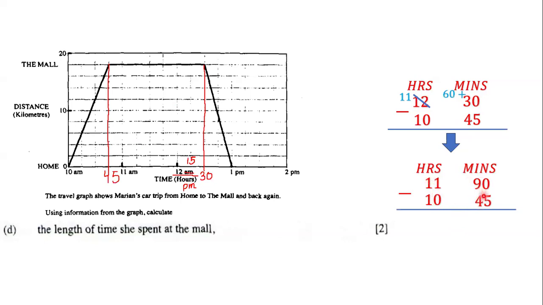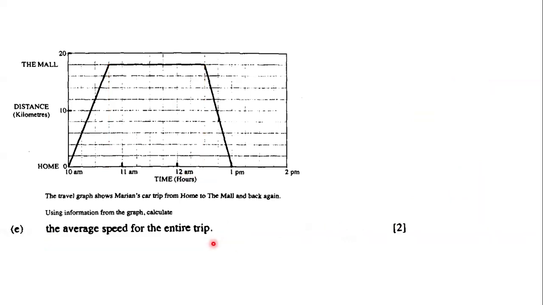Now what is 90 minus 45? Well, we cannot do 0 minus 5, so we have to borrow. We borrow 1 from the 9, that becomes 8. And then you carry the 1 on this side. So we have 10 minus 5, which is 5. 8 minus 4 is 4. And 11 minus 10 is definitely 1. And so the length of time that she spent at the mall is 1 hour and 45 minutes.